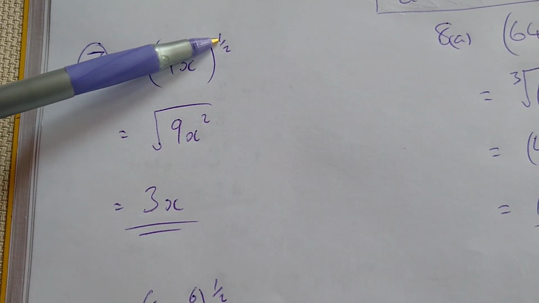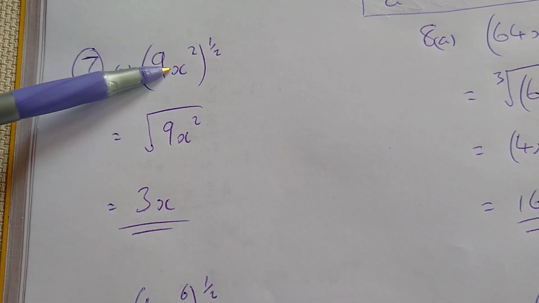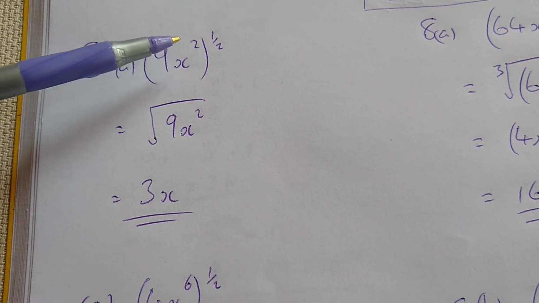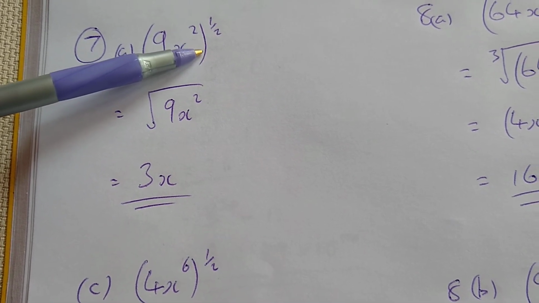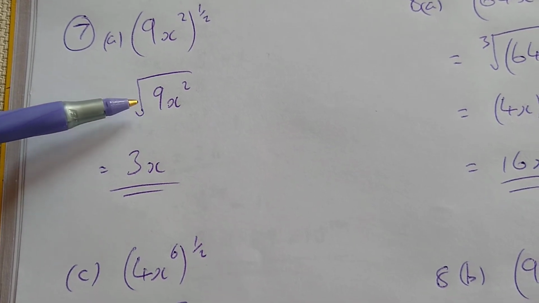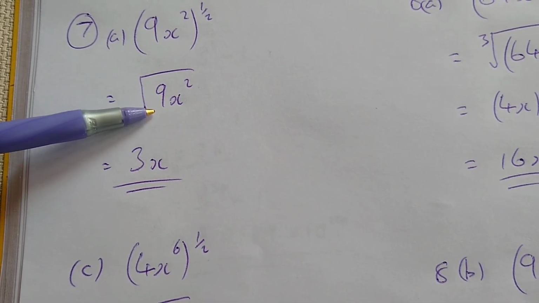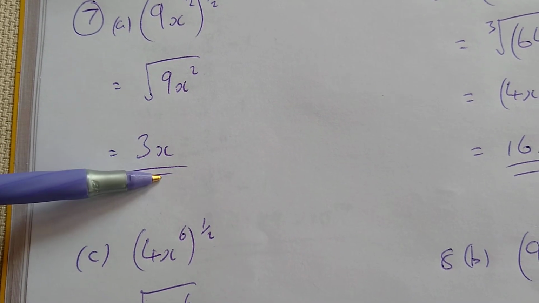So here, top number is the power, so we've got the power 1. Anything to the power 1 is just itself, so we're going to have 9x squared to the power 1, which is just 9x squared. The bottom number is a 2, so that tells us to take the square root of 9x squared. So we'll do each term individually here. The square root of 9 is 3. The square root of x squared is x.